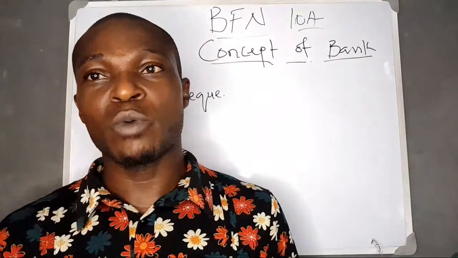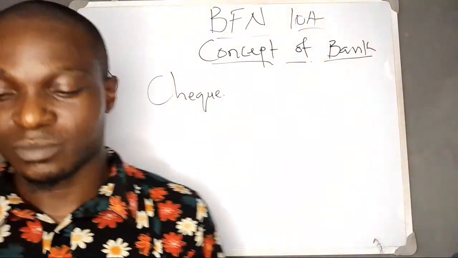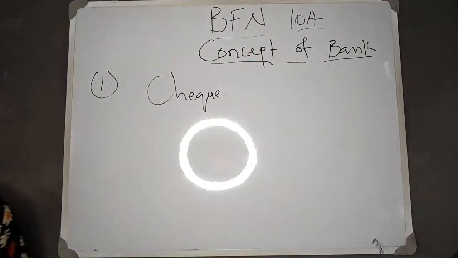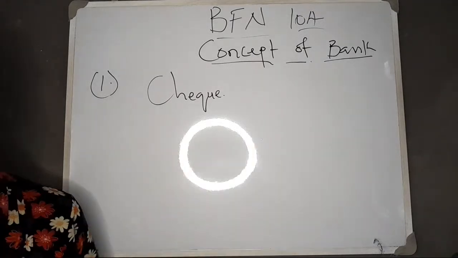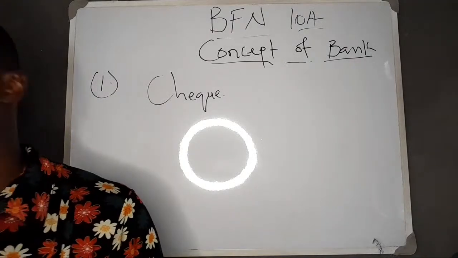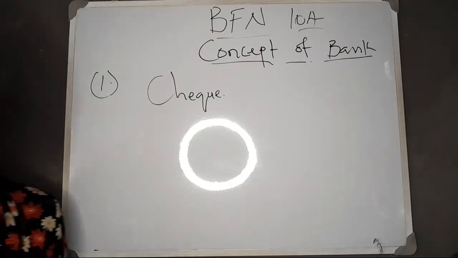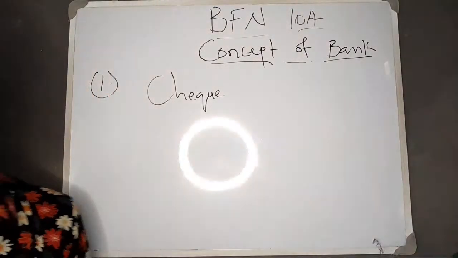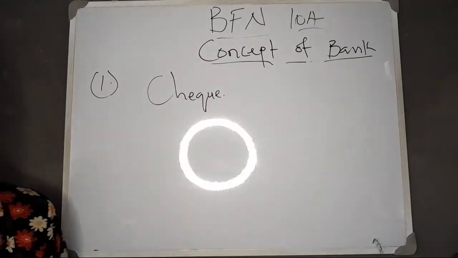So in a broader way, or in our academic aspect of life, what does a check mean? A check is a type of bill of exchange drawn on a banker and payable on demand. It is one of the commonest negotiable instruments in Nigeria, as we all know. I think in our last lesson we discussed bill of exchange. So this check now is a kind of bill of exchange.